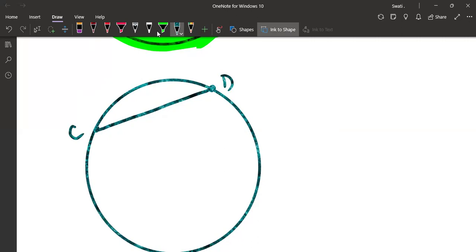The longest chord, first of all, what is the longest chord? The longest chord is that line segment whose end points are on the circumference of the circle, but which passes through the center. That will be called the longest chord, which is our diameter. Now, this is a chord, of course.